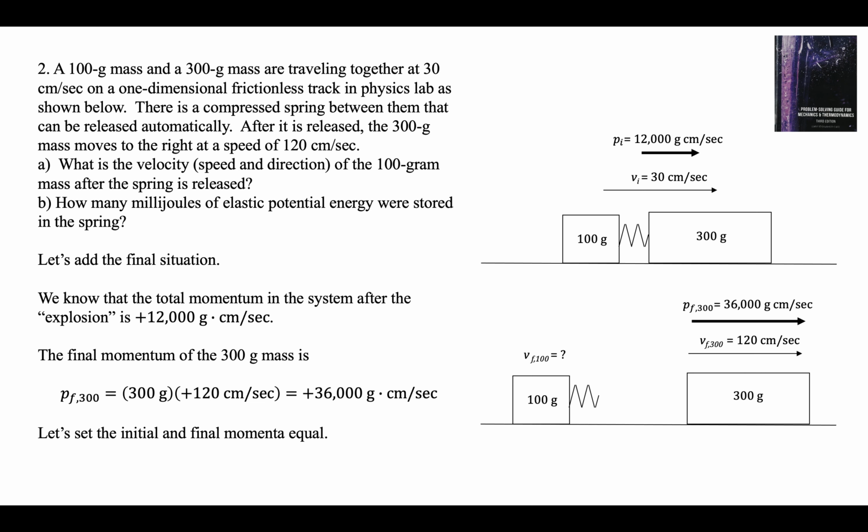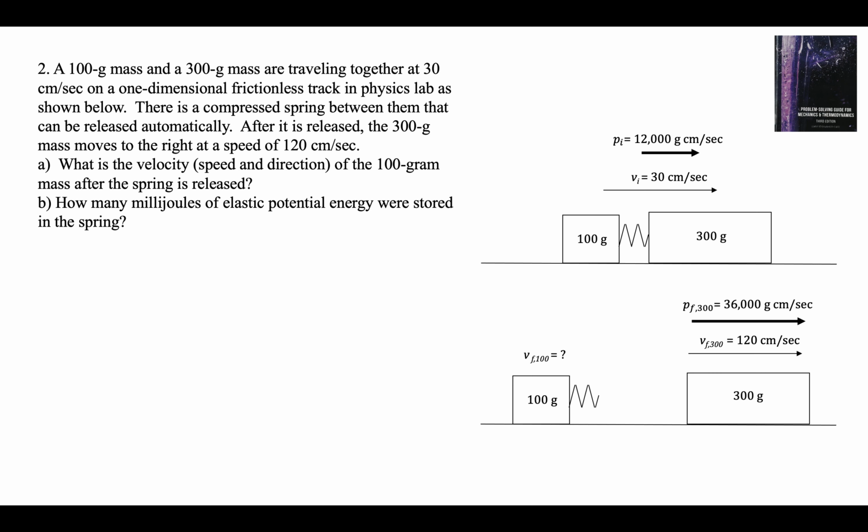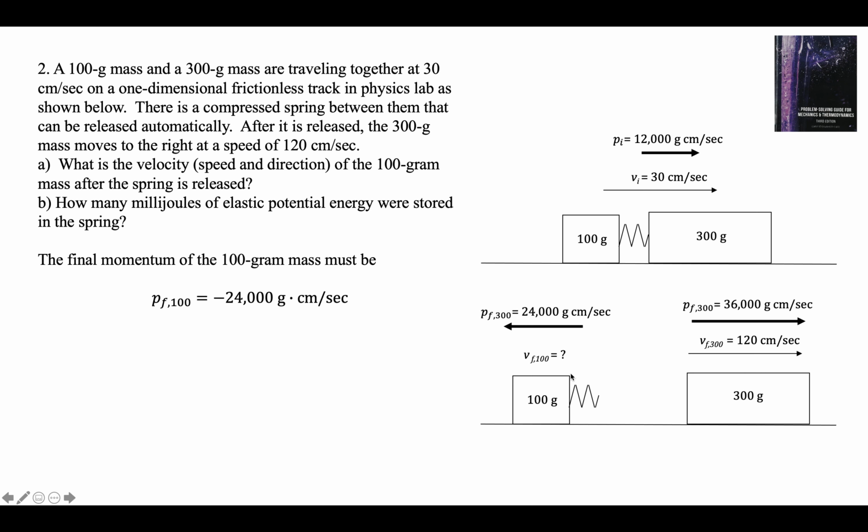So let's set the initial and final momenta equal. 12,000 is the initial. The final is 36,000 plus the momentum of the 100 gram mass after the explosion. It's minus 24,000. Let's put that on the diagram. 24,000 gram centimeters per second to the left. So we started off with 12,000 gram centimeters per second of momentum to the right, and we ended up with 12,000 gram centimeters per second of momentum to the right.